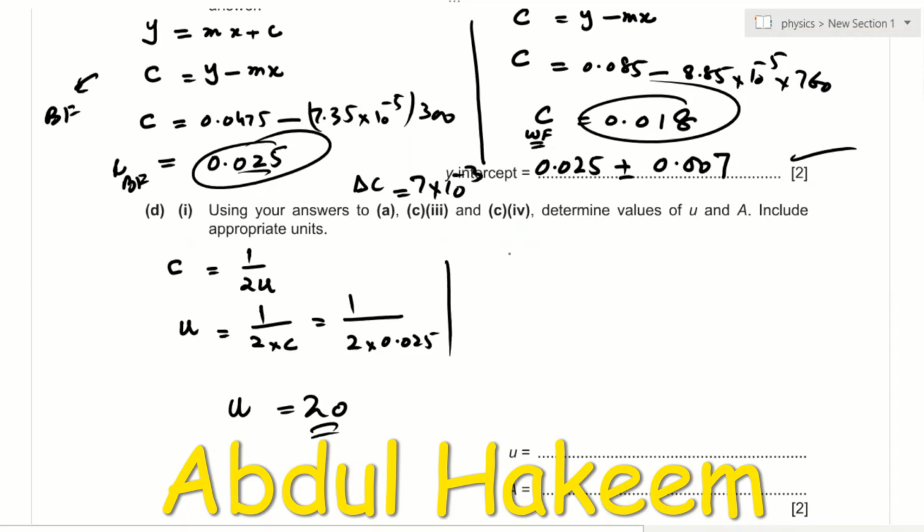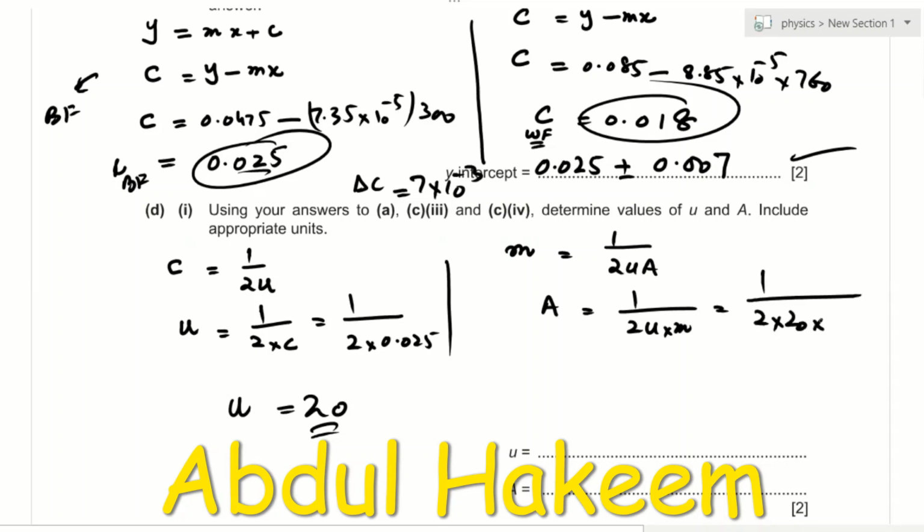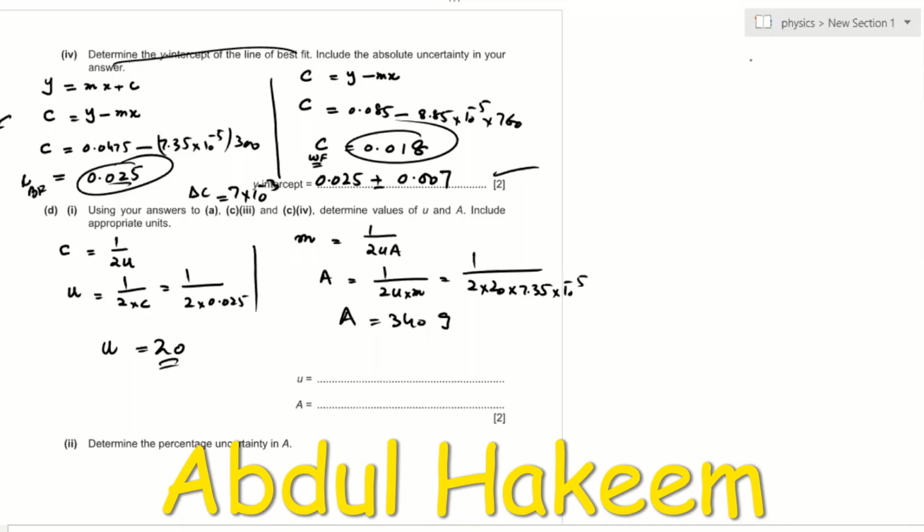The gradient is equal to 1 divided by 2UA. So A is required. It means 1 divided by 2U times gradient. So 1 divided by 2 into 20 into the gradient. And the gradient is coming 7.35 for the best fit into 10 power minus 5. After calculation, this is coming 340.